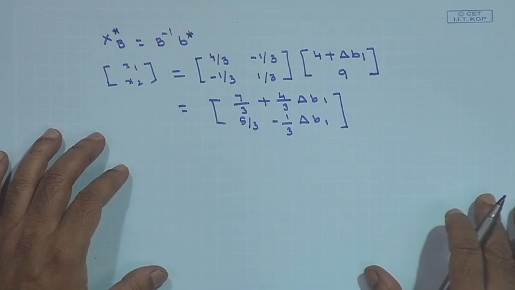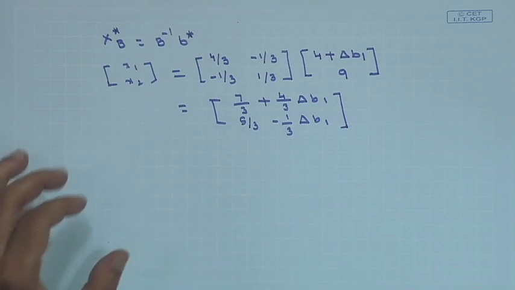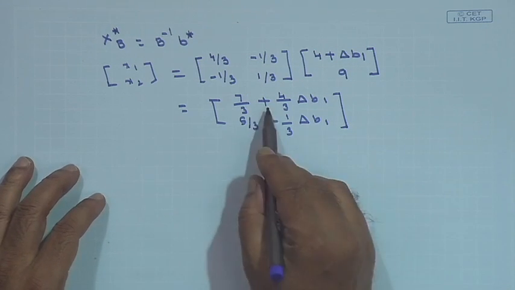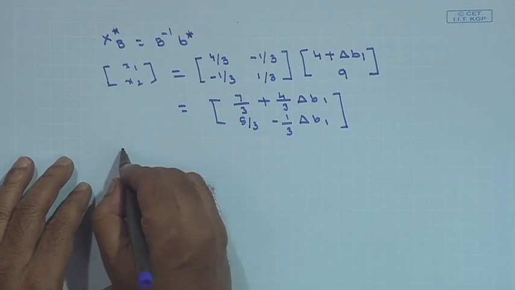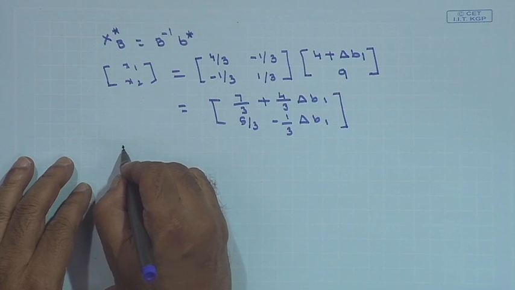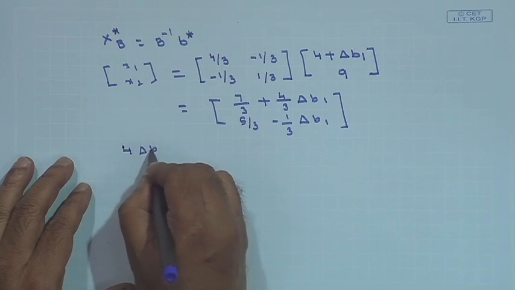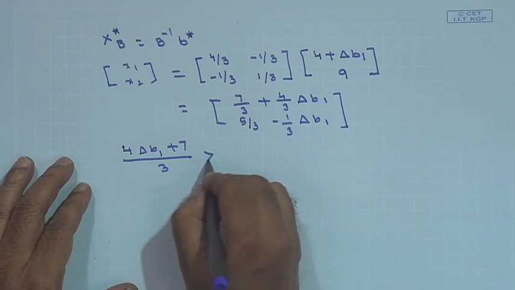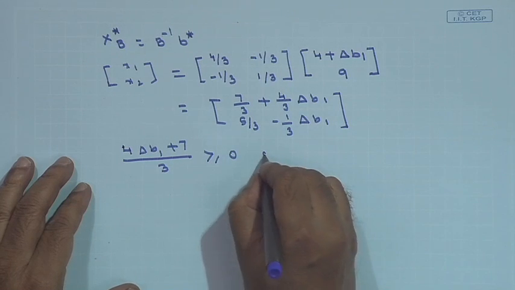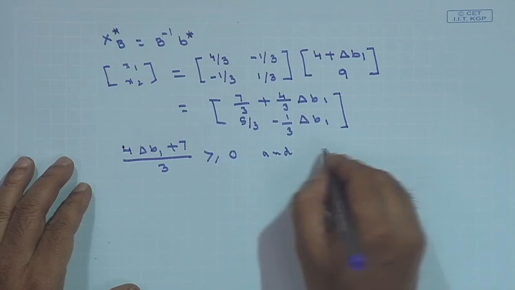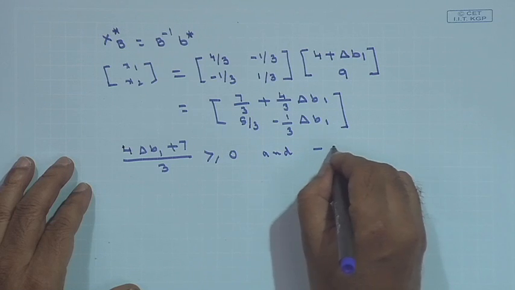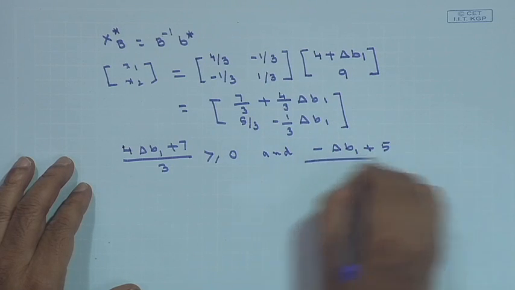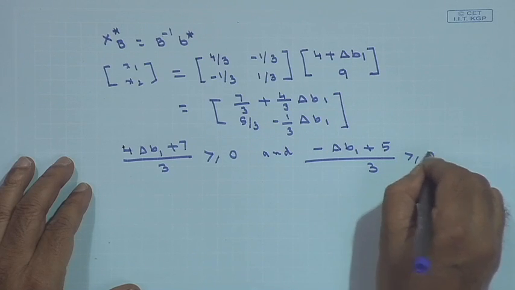Now, this x1 x2 value should be greater than or equal to 0. That means, individually these two should be greater than or equal to 0. So, 4 delta B1 plus 7 divided by 3 should be greater than or equal to 0, and minus delta B1 plus 5 by 3 should be greater than or equal to 0.